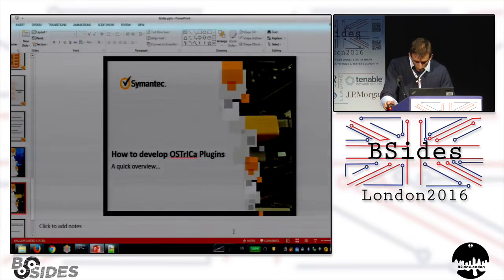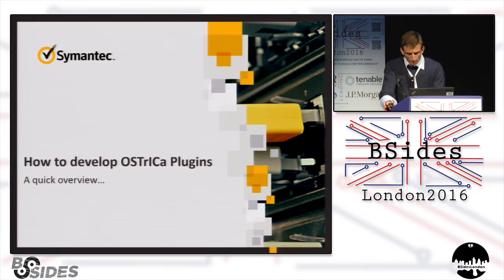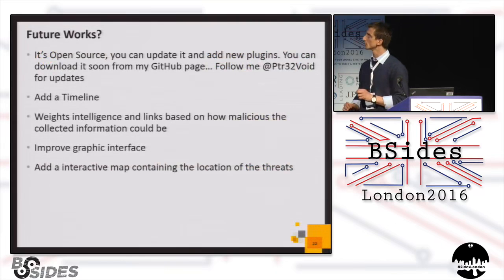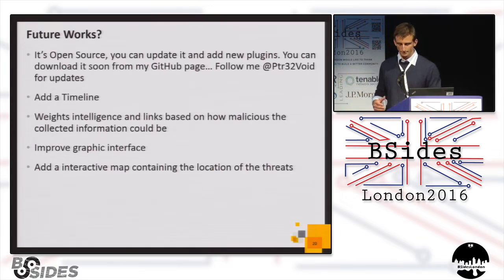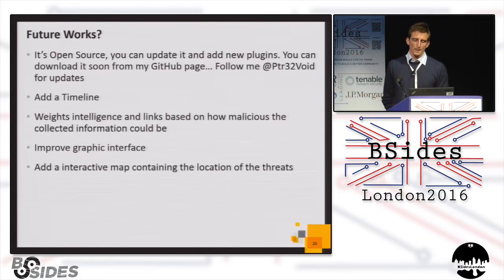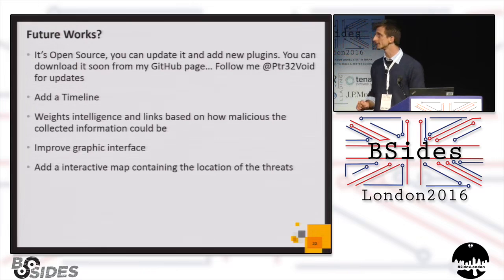Okay, so let's move here. All right, so FutureWorks is open source. I'm going to release it on my GitHub page. As I said before, I didn't have time to finish. Probably I'm going to finish it maybe end of June or July. But you can fork it from GitHub and you can add your own plugin, or you can fix some bugs, because I'm sure there are.